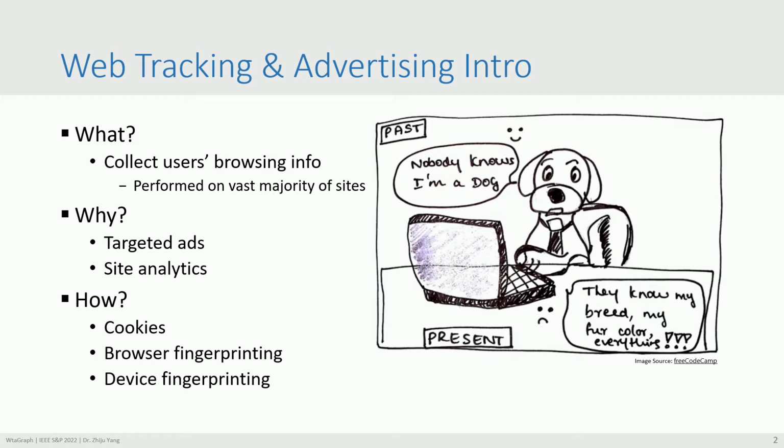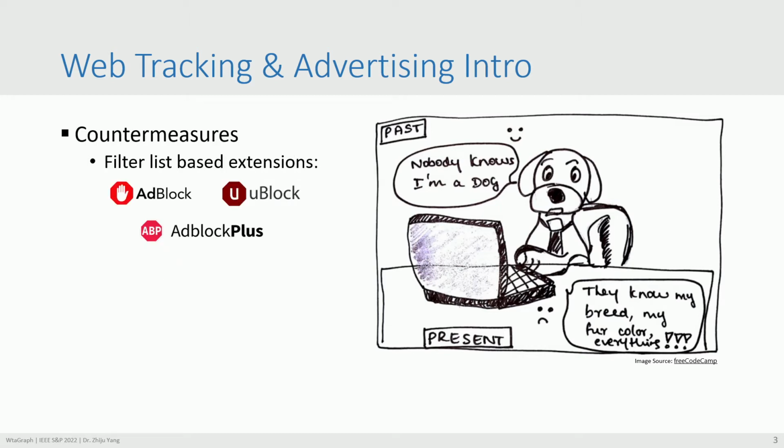Okay, so what can we do? Well, as a web user, you can use browser extensions such as AdBlock, uBlock, AdBlock Plus, and so forth. Those are all filter list-based solutions. And in recent years, we have machine learning-based solutions such as AdGraph, NoMoAds, and a few more.